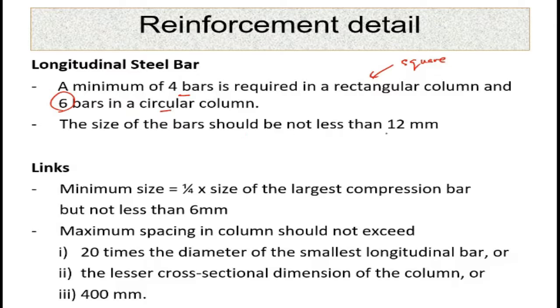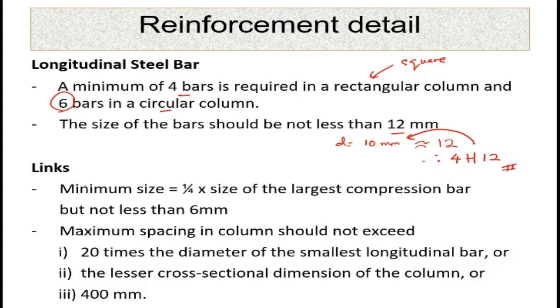And size of bar should not be less than 12 mm. Means bila you calculate, you dapat diameter 10 mm. So, you cannot use diameter 10. You should use 12. Okay, so your final answer should be 4 number of bar, H, types of steel, high tensile steel, and size is 12. Even if you calculate and get 10 mm, the minimum size of bar required is 12. So put it as 4H12.